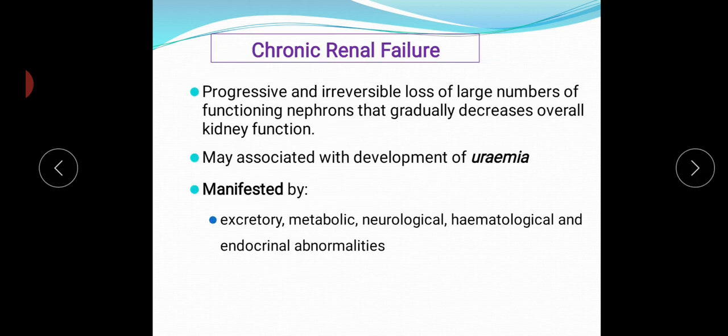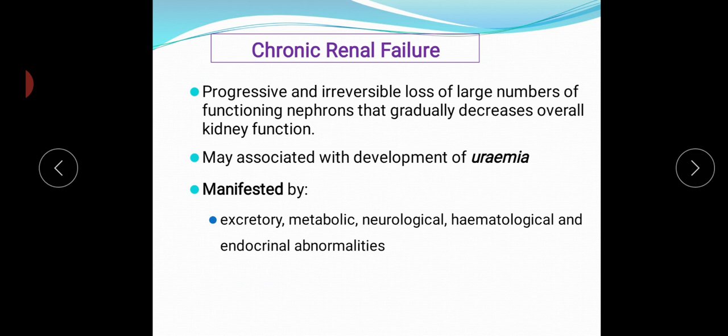Second is chronic renal failure, where there is a progressive and irreversible loss of functional nephrons. Gradually the kidney will lose the functional nephrons, and if the functional loss is more than 70 or 75%, then the person may need immediate renal transplantation, otherwise the person may die. Here the person may develop uremia. Uremia means accumulation of various metabolic waste products in the blood. The concentration of these waste products, urea, creatinine, or anything else, will increase in the blood.